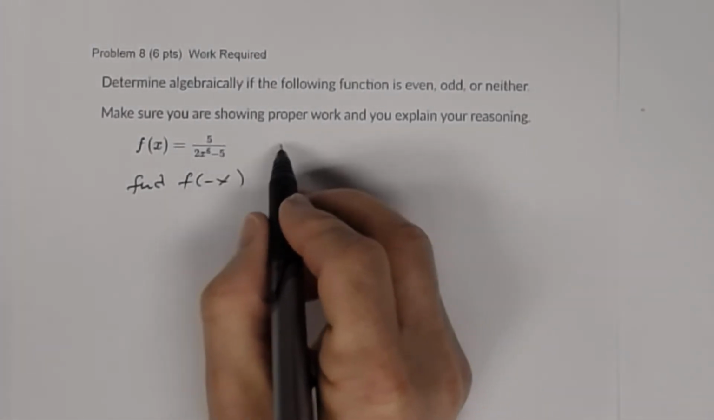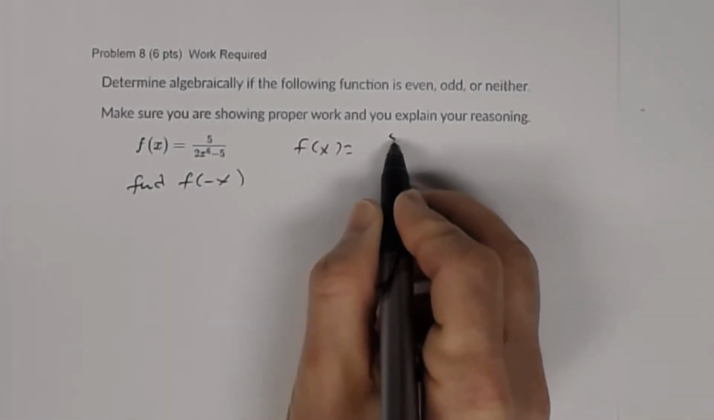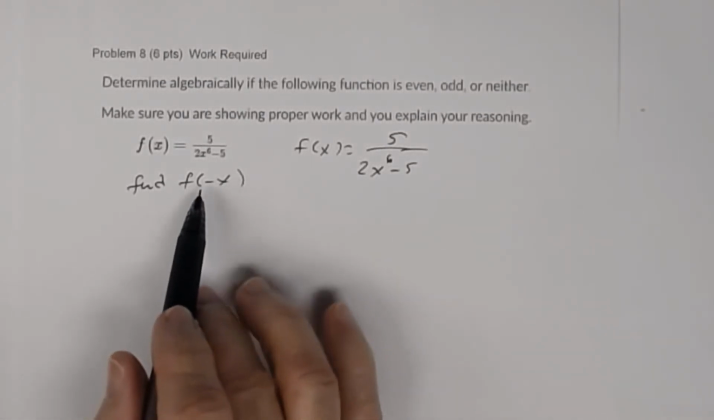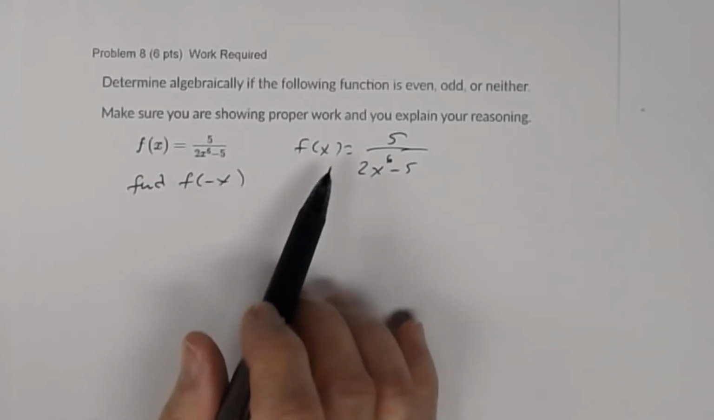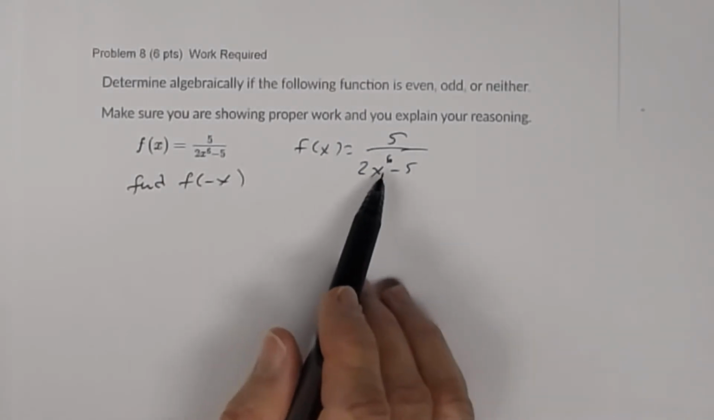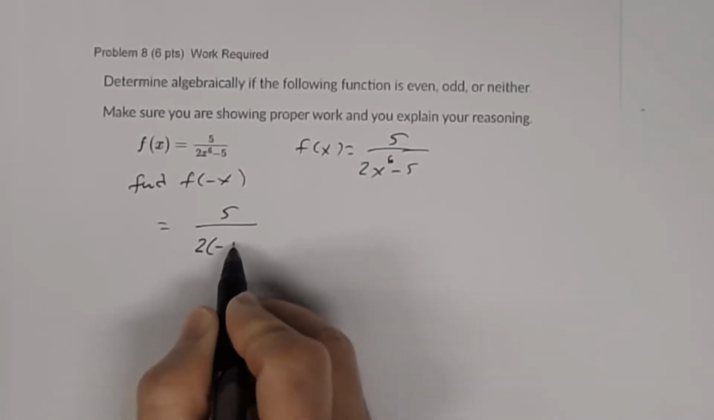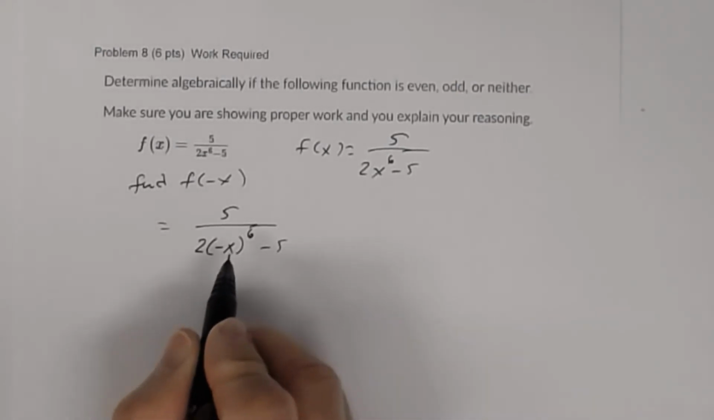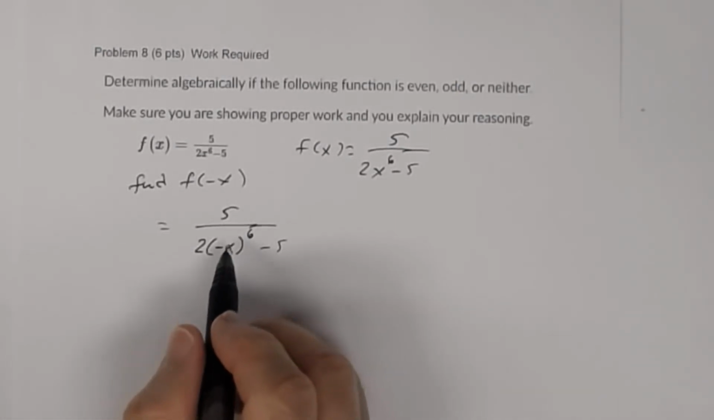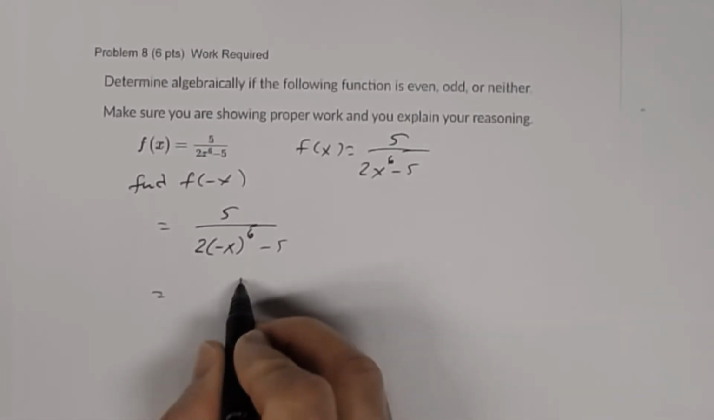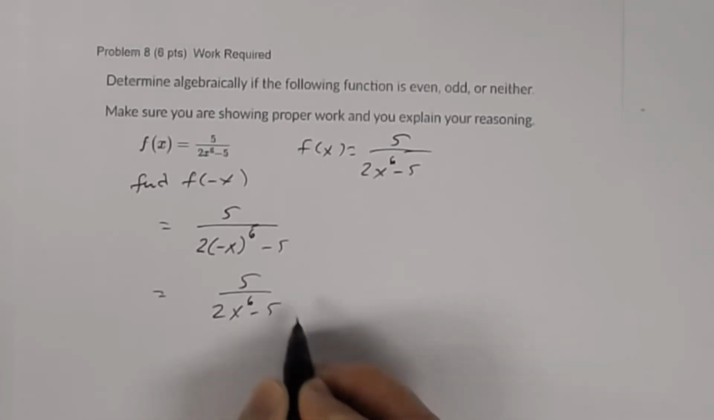And let me go ahead and rewrite this a little bit better so you can see it. So that's f of x equals 5 divided by 2x to the 6 minus 5. All right, so we got to find this first. So where we see the variable x, you're going to substitute negative x. So I only see that part here. So this becomes 5 divided by 2 times negative x to the 6 minus 5. So you have to show that. Then you have to simplify this part here. So we know that negative x raised to an even power becomes a positive x to that power. So this becomes 5 divided by 2x to the 6 minus 5.